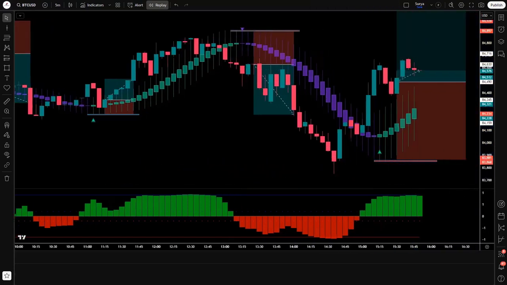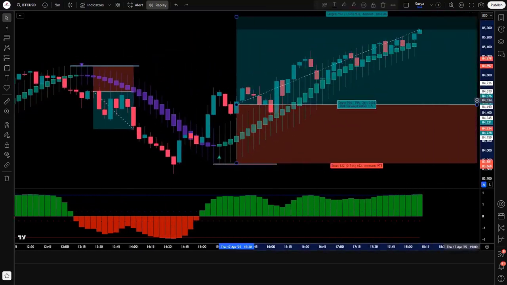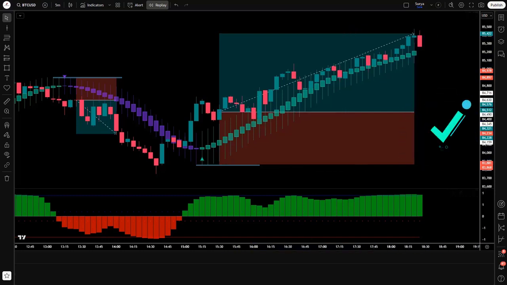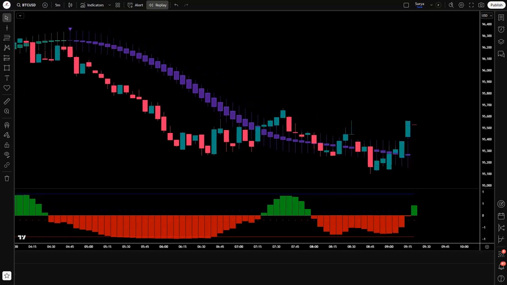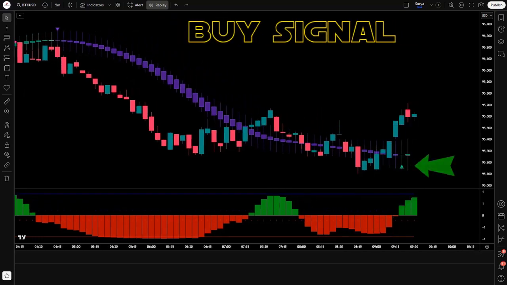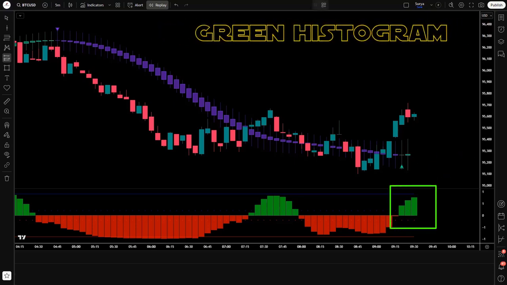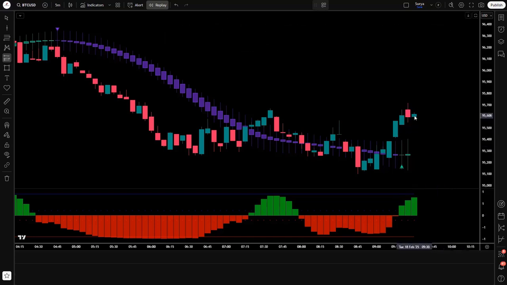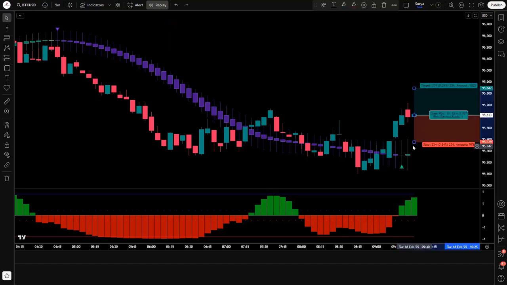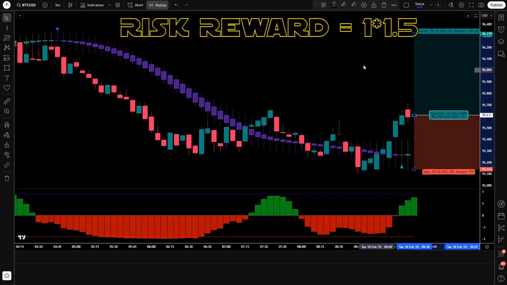Let's see what happens to our trade. We have won the trade. Let's find the next trade. When the triangular Hull moving average indicator has given a buy signal, the premier stochastic oscillator indicator has formed a green histogram. And the market forms a bullish candle, so all these conditions are met, then we have to take a buy order. And our stop loss should be placed at the low of the Hama candle. And the risk-reward ratio will be 1:1.5.